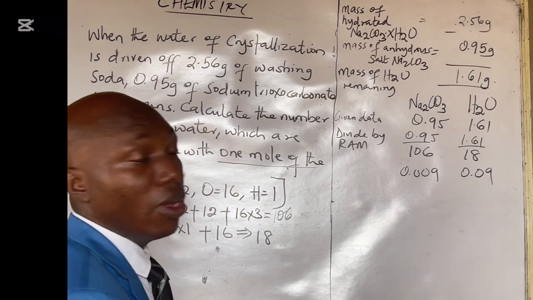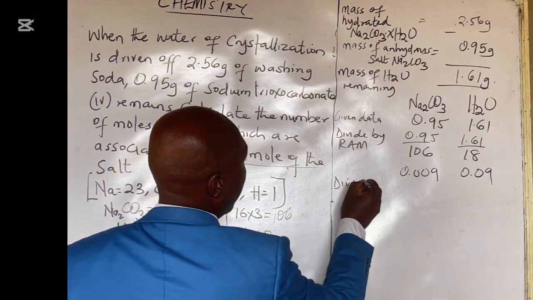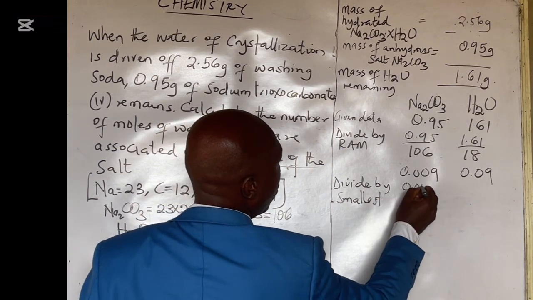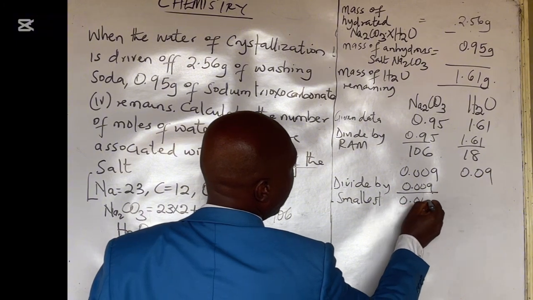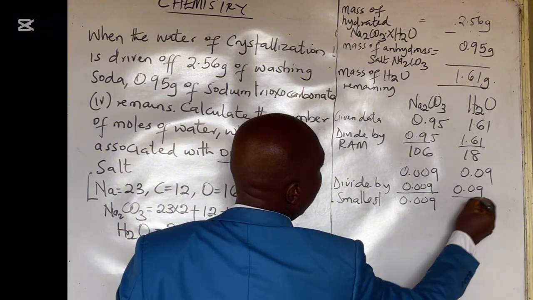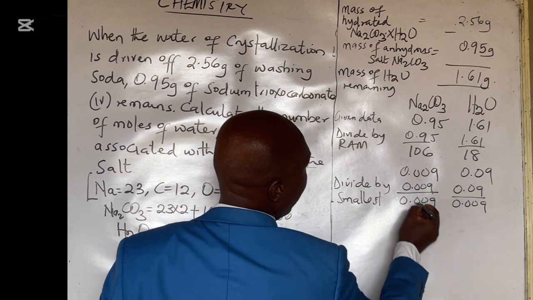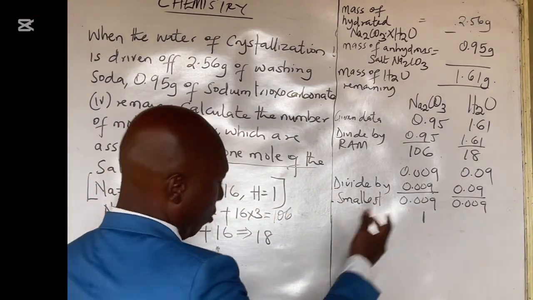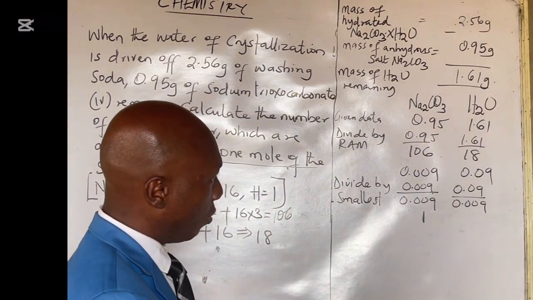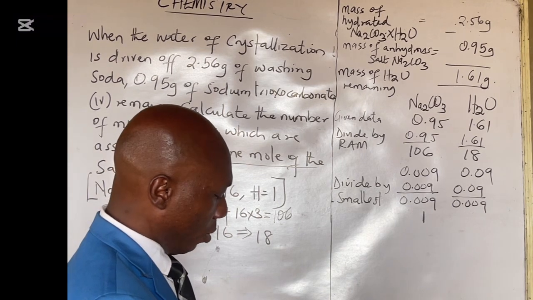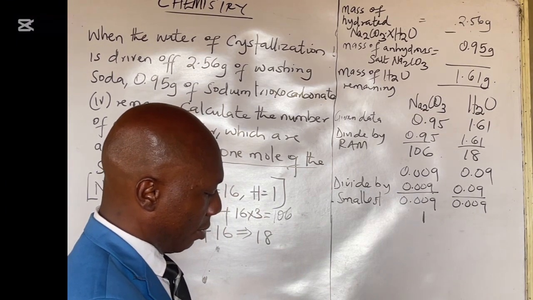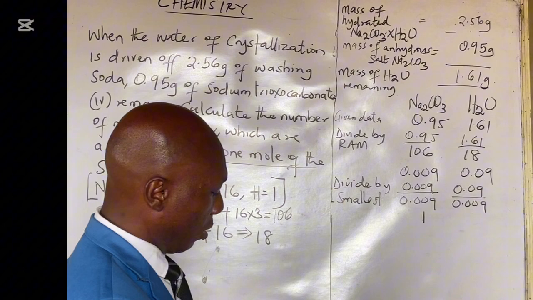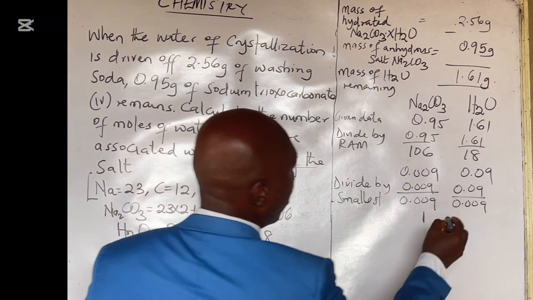So we divide by the smallest. The smallest is 0.009 already. We have 0.09 over 0.009. If we divide this very well, we must have 10. So for the sake of this class, 0.09 divided by 0.009, we have 10.